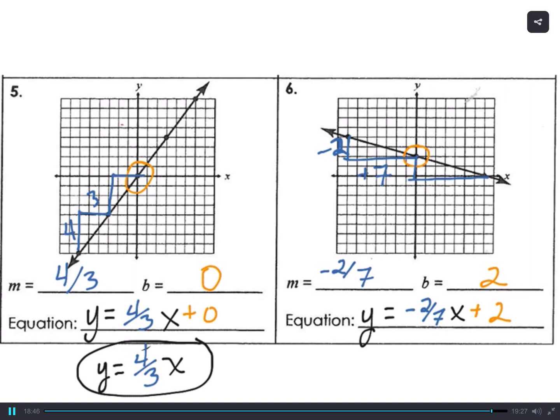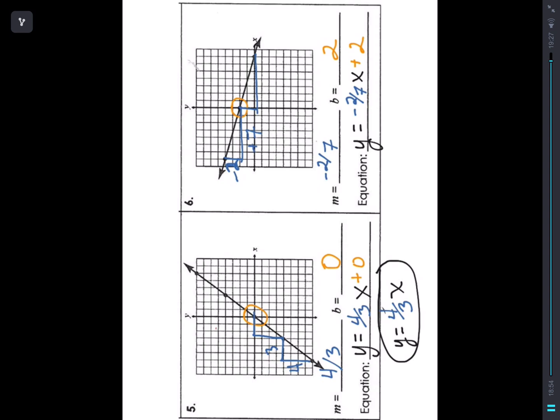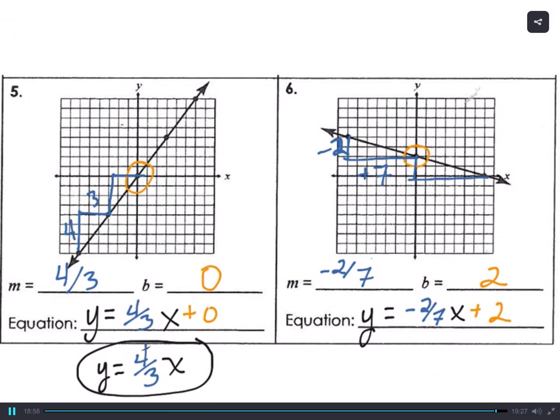All right, hopefully this review really helped you remember how to both graph a slope-intercept form of a line, as well as looking at the graph and pulling out the slope and the y-intercept so that you can write the equation. It's really good to be able to go back and forth between the equation and the line on the graph. All right, there is a practice assignment posted for you on Google Classroom, as well as a worksheet on Mrs. Brown's desk that you can complete.